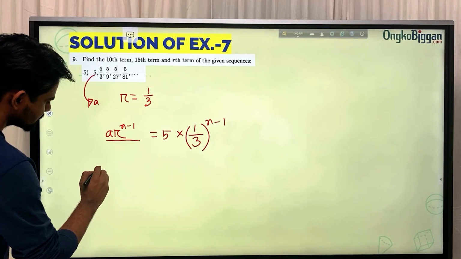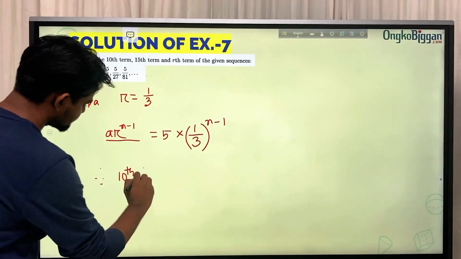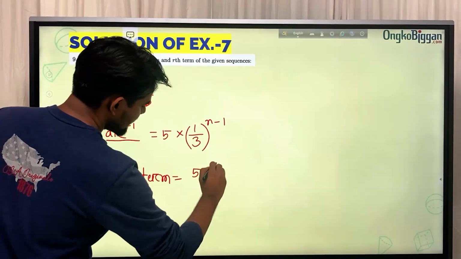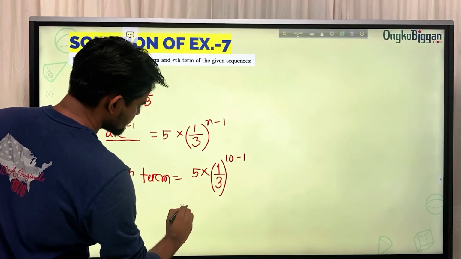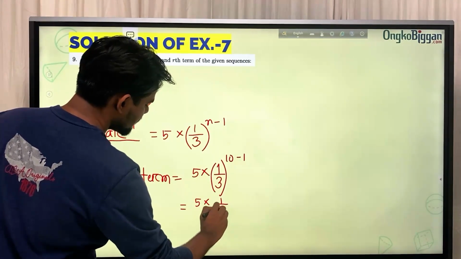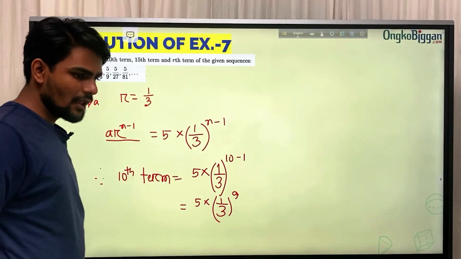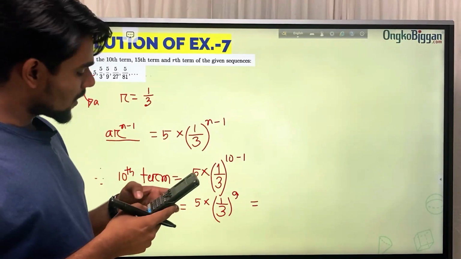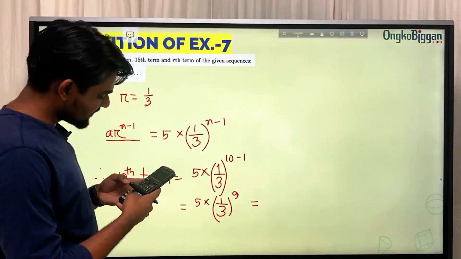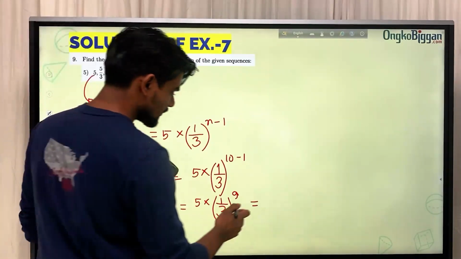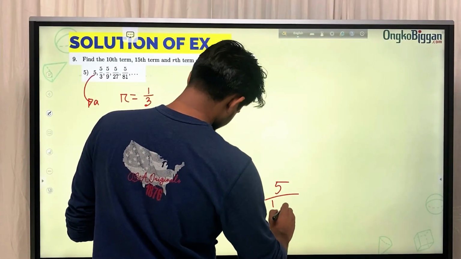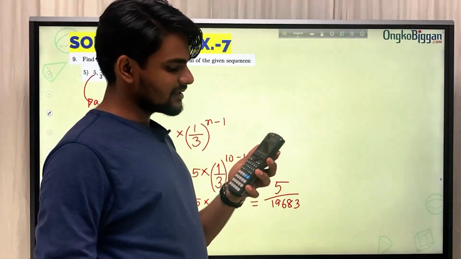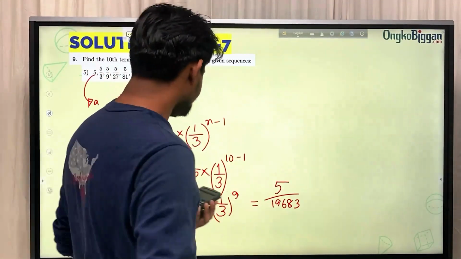So therefore, the 10th term is equal to 5 into 1 by 3 to the power of 10 minus 1. That means 5 into 1 by 3 to the power of 9. Okay, 5 into 1 by 3 to the power of 9. And we get 5 by 19683. So that's a very small number, I guess. It is 2.54 into 10 to the power minus 4.